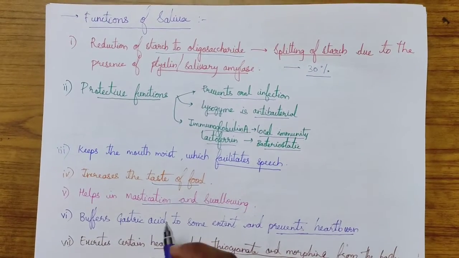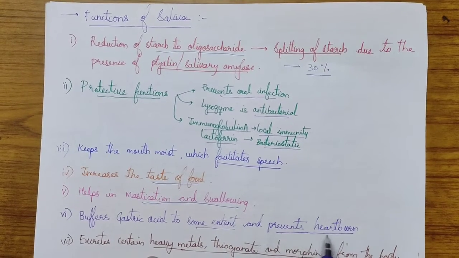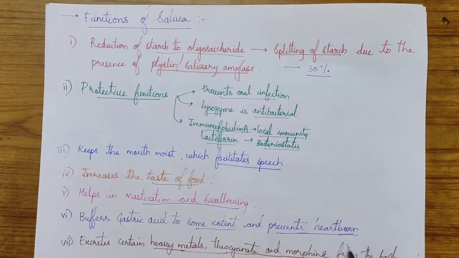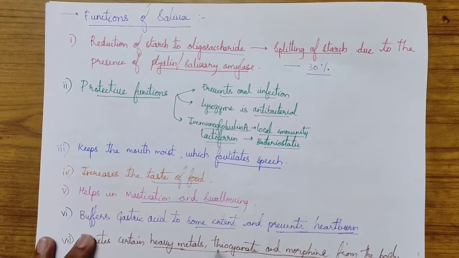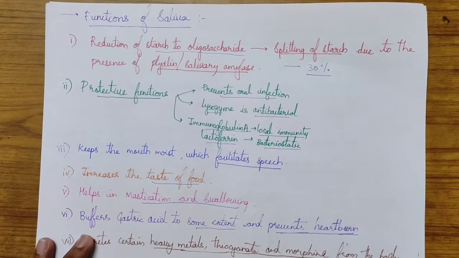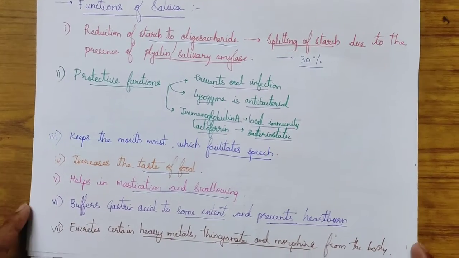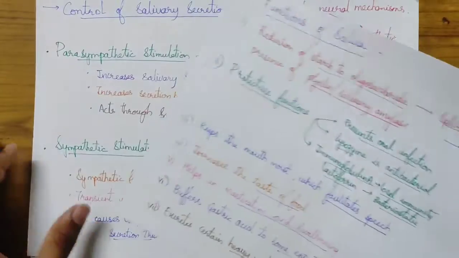It also acts as a buffer to the gastric acid to some extent and prevents heartburn. It excretes certain heavy metals, thiocyanate and morphine from the body. So it helps in excreting these toxic materials.